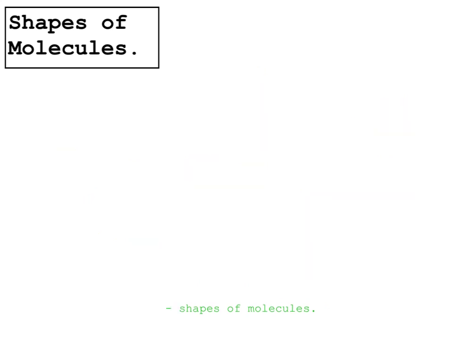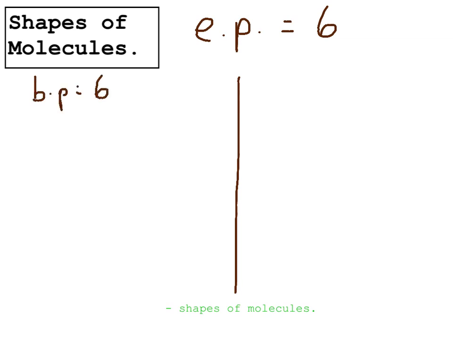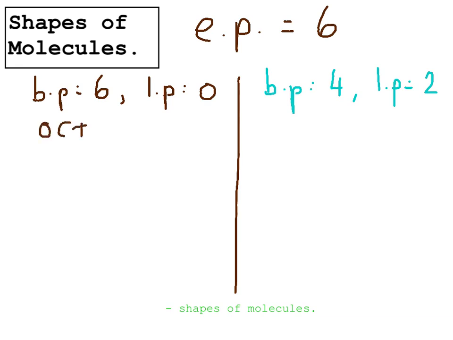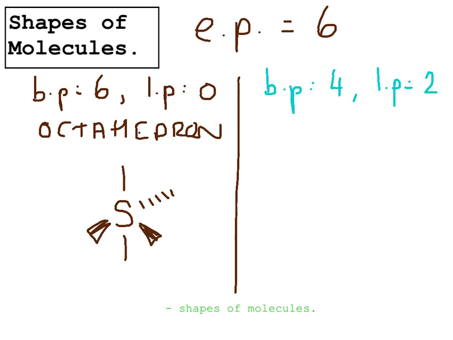Finally, you may get examples where you have 6 electron pairs, and there are 2 examples of this. You may get 6 bonding pairs and no lone pairs, or you may get 4 bonding pairs and 2 lone pairs. So if we just start with the 6 bonding pairs, that would be called an octahedron, or an octahedral shape. And for example, you could have SF6. So that would be drawn like so.